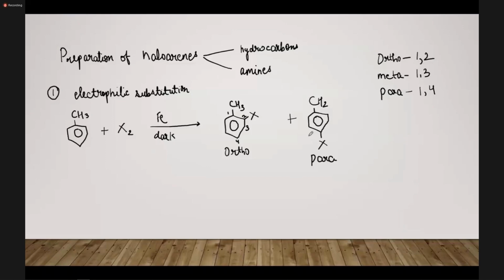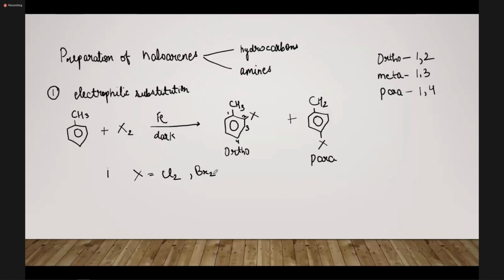Now, because we are getting two products, you must be thinking that they need to be separated. But because ortho and para isomers have a large difference in their melting points, this mixture is easily separable, and you can use a simple method for separating it. Also, this reaction is only applicable for chlorine and bromine. X will be either chlorine or bromine. It is not for fluorine and iodine.